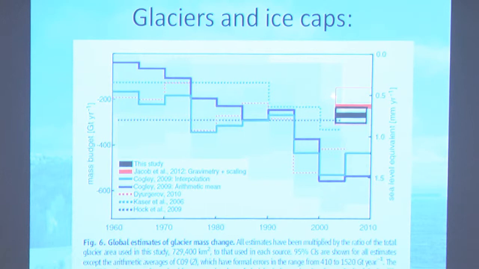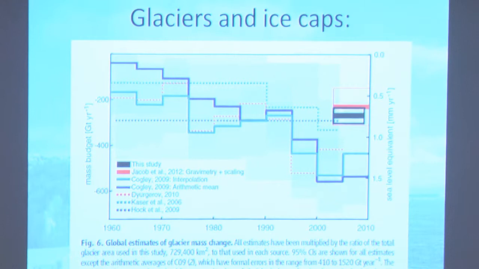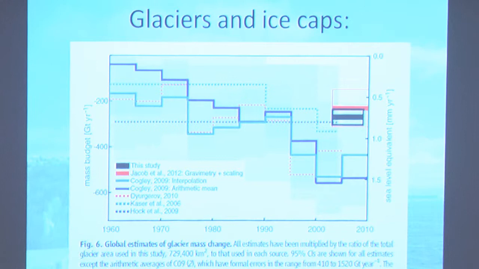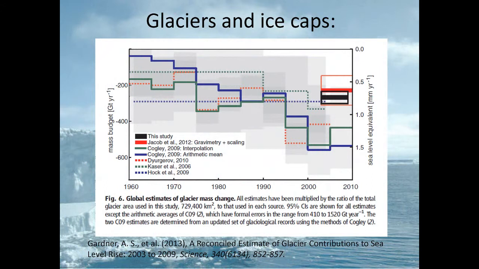This box here is from a GRACE-only study by someone called Jacob Wahr et al. from Colorado, covering pretty much the same time period and just about overlapping by one standard deviation. One of the things to note about both these estimates, for at least the last decade or so, is that the numbers are significantly smaller than estimates from the other approach I mentioned, which is this scaling up of in-situ observations, which are these various green, blue, and dashed lines here.